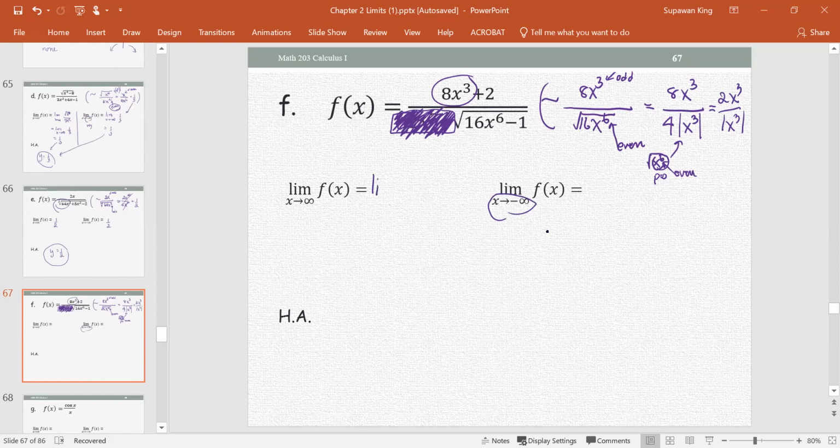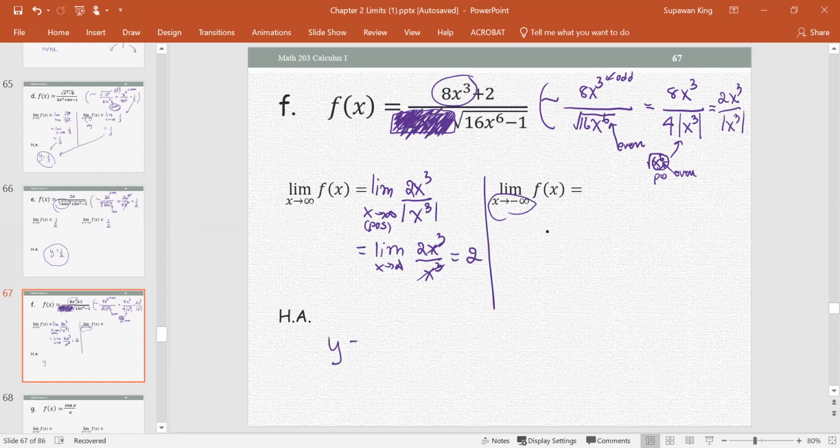So the first case, the limit as x approaches infinity, is the limit of 2x to the third divided by the absolute value of x to the third. For x approaching infinity, x is positive but very large, so we can ignore the absolute value. Does it make sense? So x to the third cancels, we get the limit value as 2, and we have y equals 2 as one of the horizontal asymptotes.